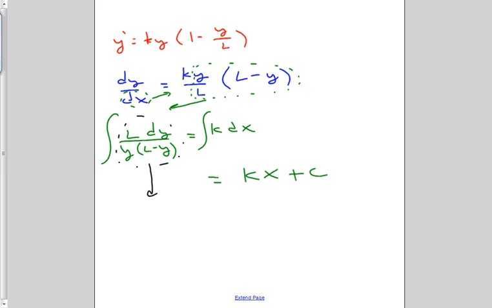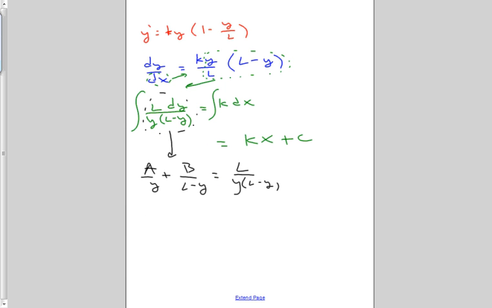We know that we could write that as A over y plus B over L minus y, and that's going to have to equal L over y times L minus y. And now what we need to do is expand these. So we have A times L minus y plus B y must equal L.